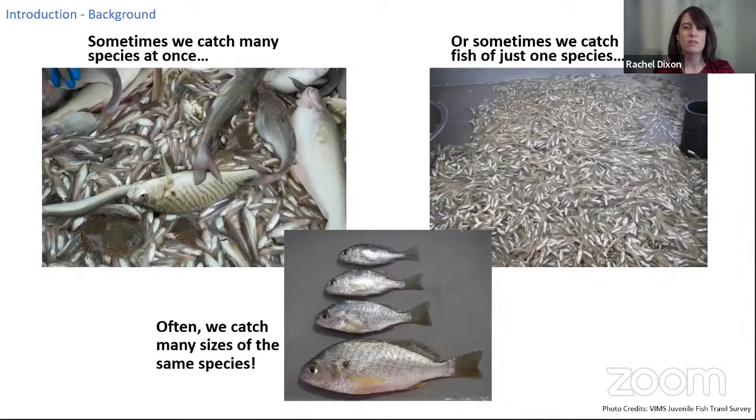This lesson uses data from an actual trawl survey conducted by VIMS scientists, and I've included some additional images in this PowerPoint from some real survey catches to help demonstrate that the diversity of species and overall numbers of fish can vary widely depending on where survey samples are collected.